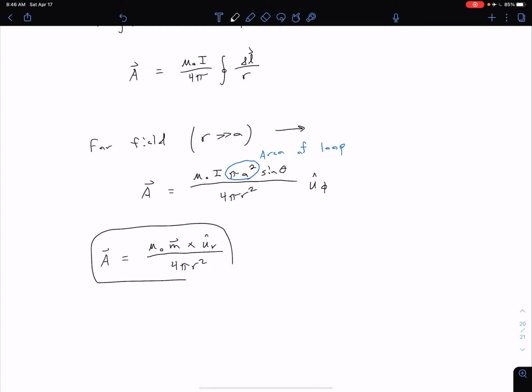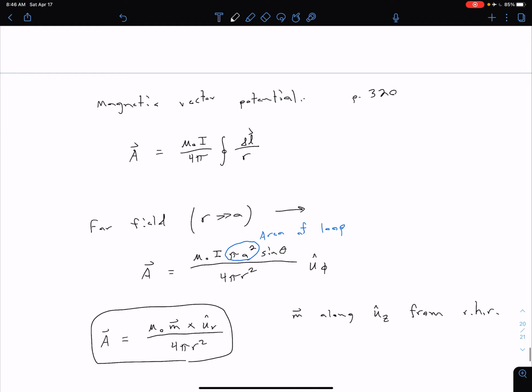And so the reason we can say that is, recall in this case the magnetic dipole moment m is going to be along u of z from our right hand rule. And so of course we could slightly adjust this equation if we have a different position or different orientation.